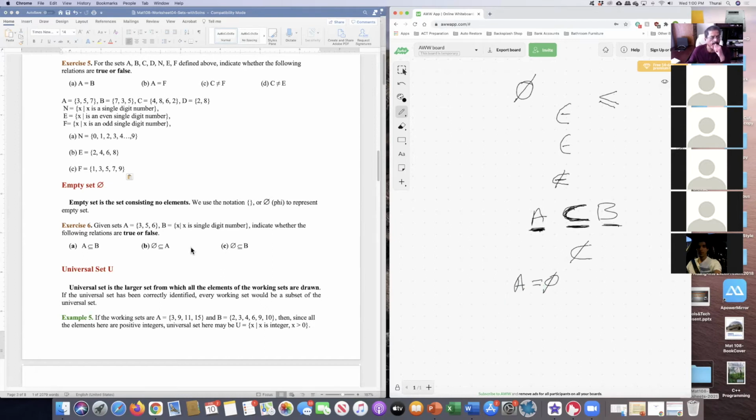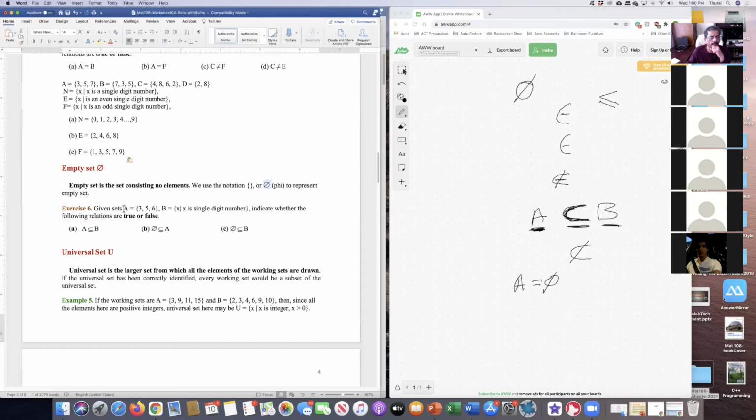Going on to exercise 6, the set A has 3, 5, 6. B has all the single digit numbers, so that's 0 through 9. That's what B is. A subset of B. Is that true or false? True. That's right. Phi subset of A. True. Yes. One student answered it correctly.